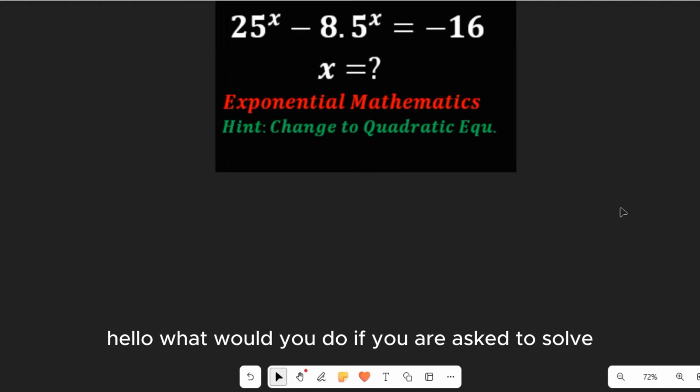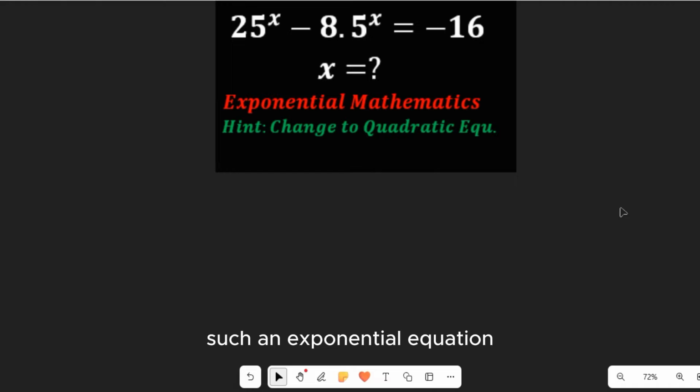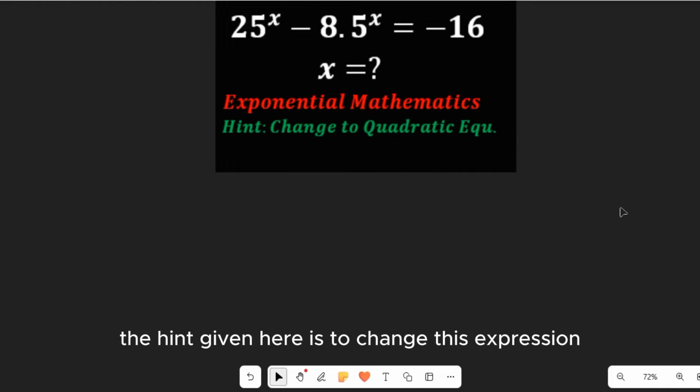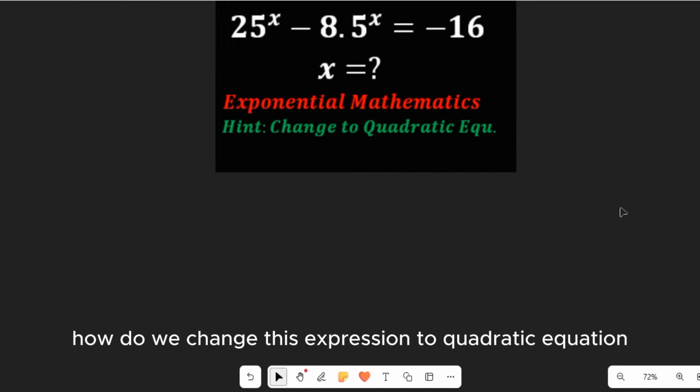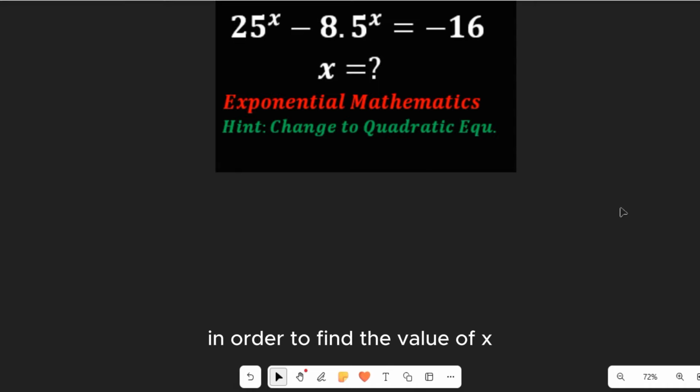Hello, what will you do if you are asked to solve such an exponential equation for x using any method you can think of? 25 to the power of x minus 8 multiplied by 5 to the power of x is equal to negative 16. The hint given here is to change this expression to a quadratic equation. So how do we change this expression to a quadratic equation in order to find the value of x? Join me as we solve this equation.